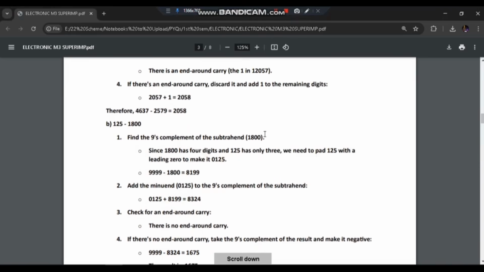We'll solve another question. 125 minus 1800. Our first step is to find out the nines complement of the subtrahend, which is, we'll be getting 8199.